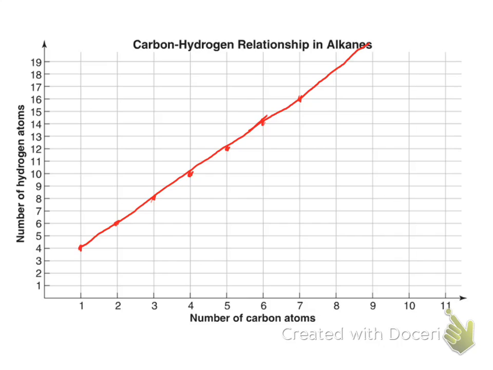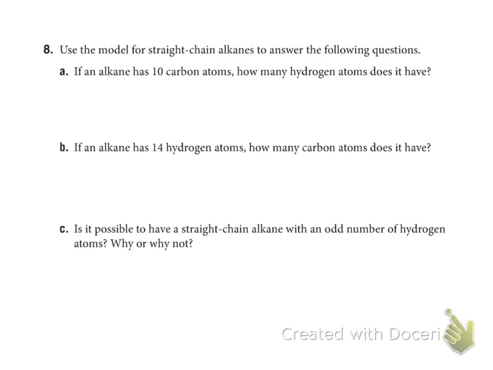Page 450. Number 8, use the model for straight chain alkanes to answer the following questions. By model, they mean that formula, or that equation, that we came up with. So that was 2n plus 2, but let's use the H and the C. So H is equal to 2C plus 2. That was our model we came up with earlier.